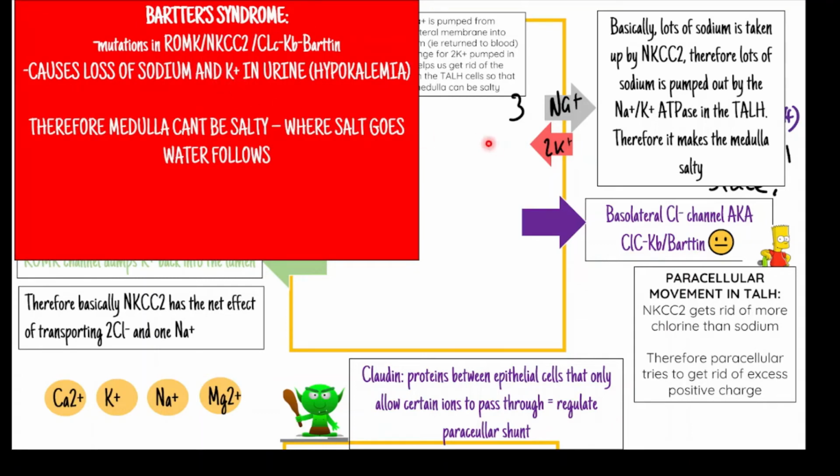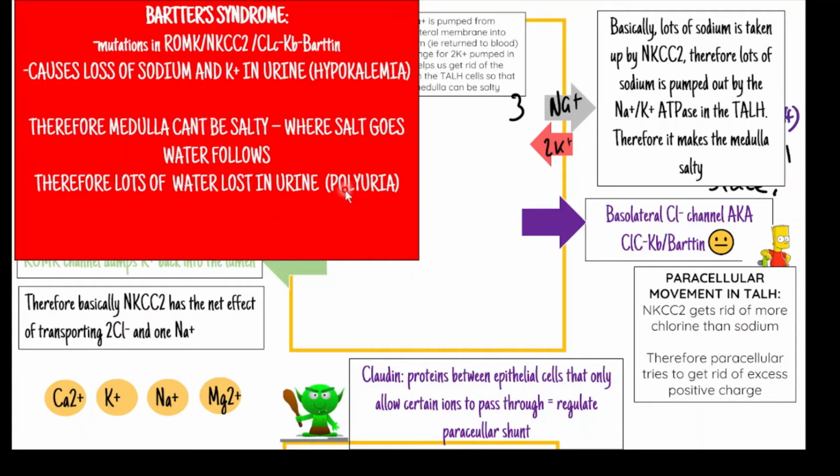Therefore, this means that the thick ascending limb is not able to do its job. This pump here won't be able to pump any sodium because there's no sodium coming into the cell in the first place. So the medulla can't be salty. And remember, the rule is where salt goes, water follows by osmosis. So because there's lots of salt now in the urine, there's going to be lots of water in the urine as well, and this is called polyuria.